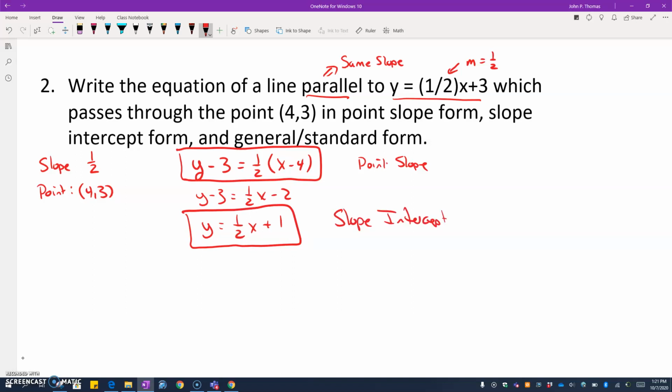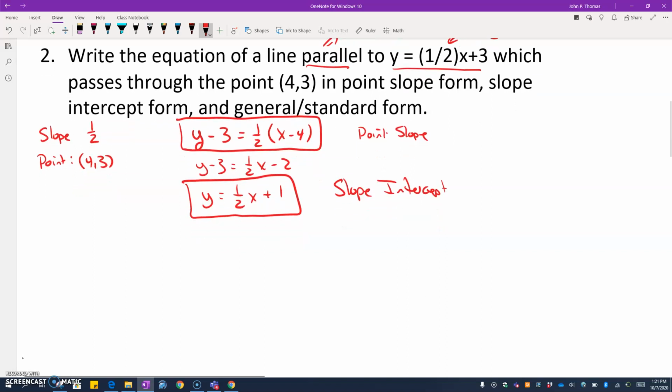And again, notice how I built that from point-slope. So you want to think of this as one flow of a problem, not three separate problems. All right, the final one is to get to general/standard form.